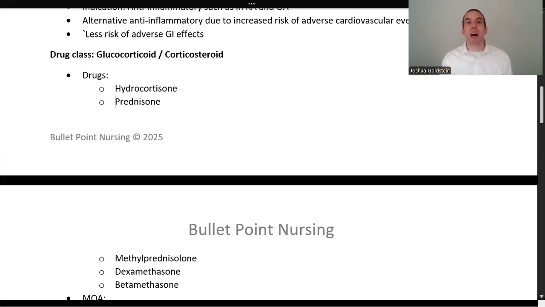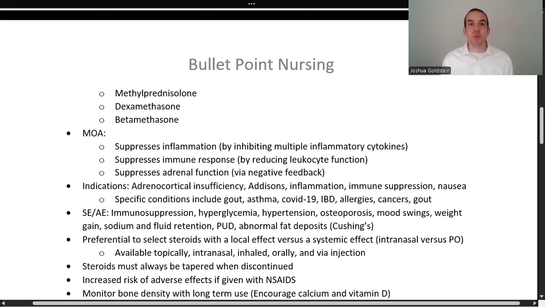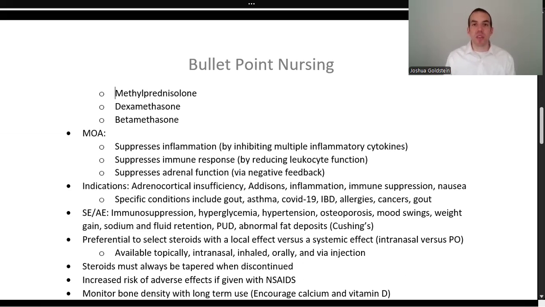For steroids, we have hydrocortisone, prednisone, methylprednisolone, dexamethasone, betamethasone, and there's so many more. How do these work? These work by having three distinct actions. One is that they suppress inflammation, and I did include in the parentheses how they suppress inflammation, but I think that's taking it even a step further than I don't think you're going to have to know at the RN level, maybe more at the NP or MD level.